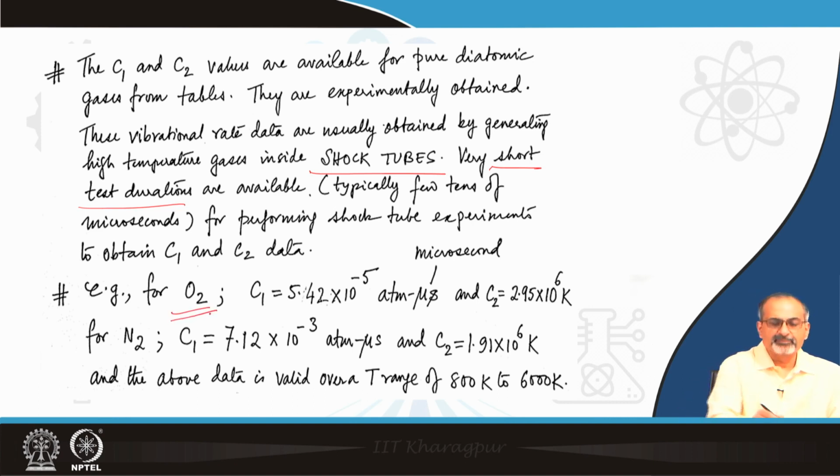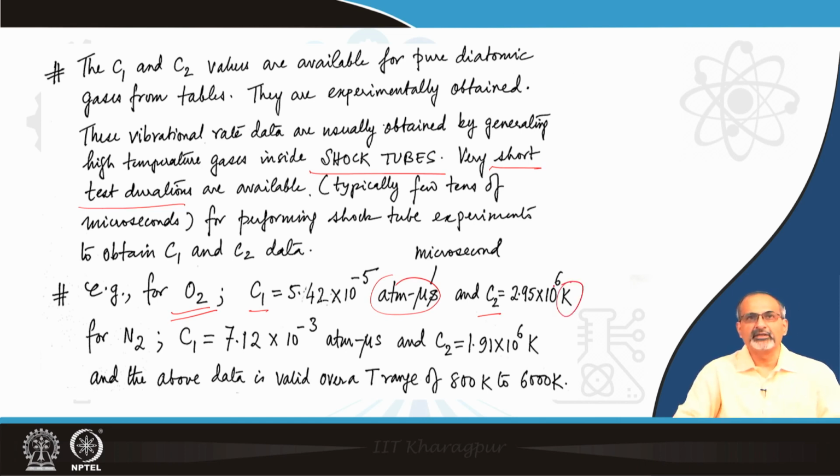For example, for molecular oxygen, the two coefficients C1 and C2 have the values shown here. Note the units that we have over here. In the case of C1, it is atmosphere-microsecond, while for C2 it is in Kelvin. Similarly, for molecular nitrogen, we have the values for C1 and C2 below, and these work over a fairly wide range of temperatures of around 800 Kelvin to 6000 Kelvin or so.